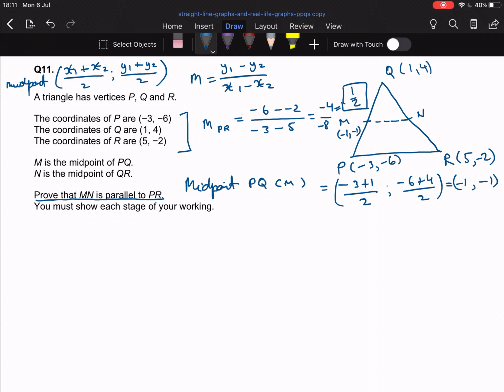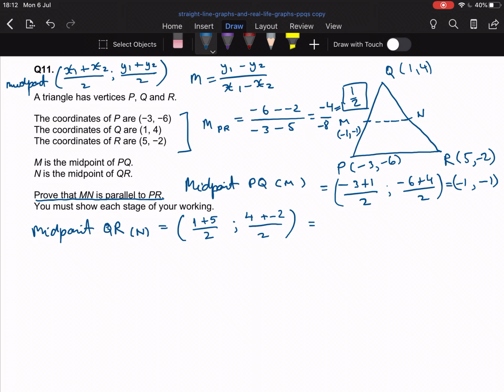I'm going to go through the same process for point N. So I'm calling it the midpoint of QR, which is also known as N. And I do the same thing. So I add my x coordinates for Q and for R. So I've got 1 plus 5 and half that. And then for y coordinates, I've got 4 plus -2. All right, so 5 plus 1 is 6. 6 divided by 2 is 3. And then I've got 4 plus minus 2, which is 2. 2 divided by 2 is 1, positive 1. So this means that the coordinates of N are 3, 1.